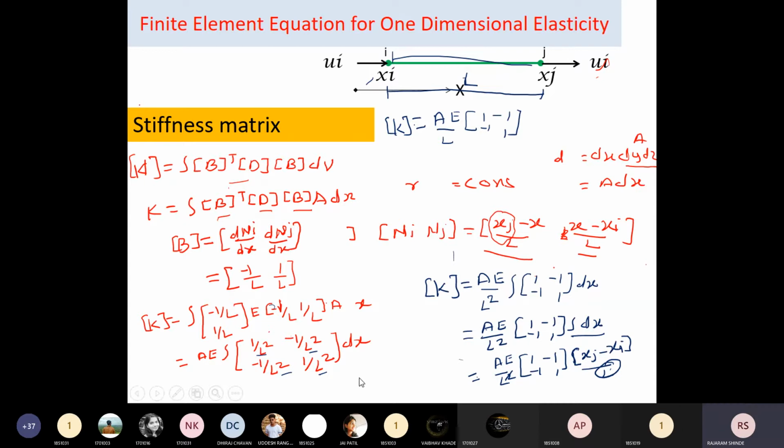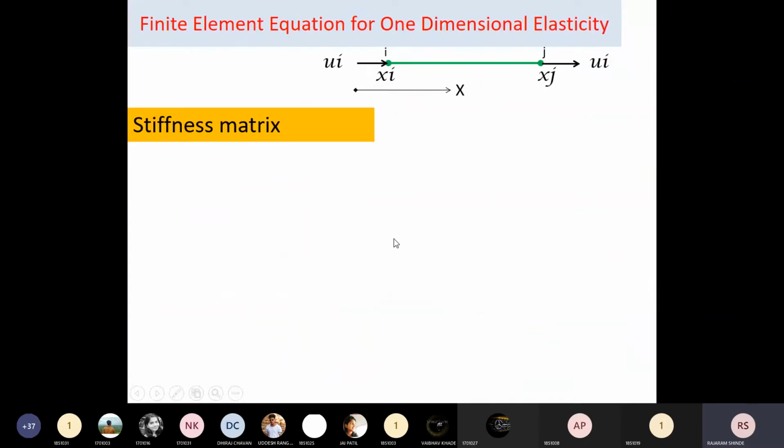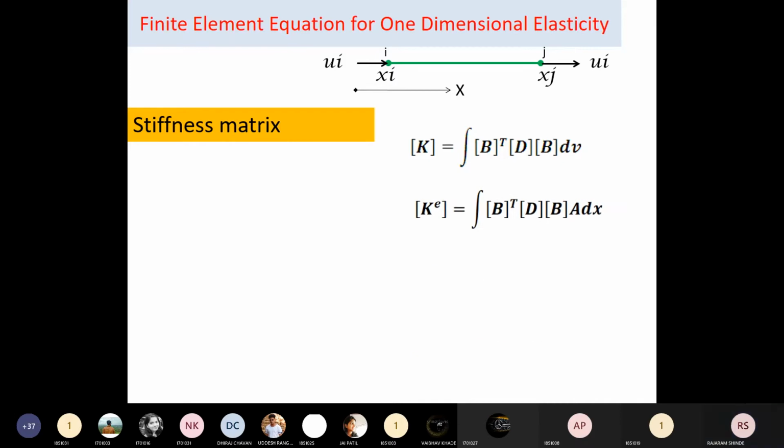Now we have derived the stiffness matrix. This is your stiffness matrix. Now I will go for the next. See here, I will show you the equations. This is your initial equation for the stiffness matrix. Then we have replaced this dV by A dx for the element. Next, we have to calculate the B matrix. For calculation of the B matrix, we need the shape functions. So I have written the equations for the shape functions. Ni is equal to xj minus x upon L. Nj is equal to x minus xi upon L.